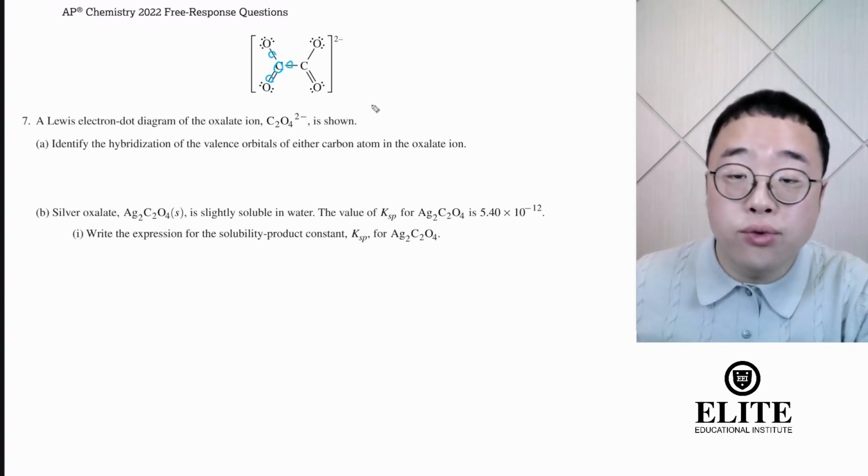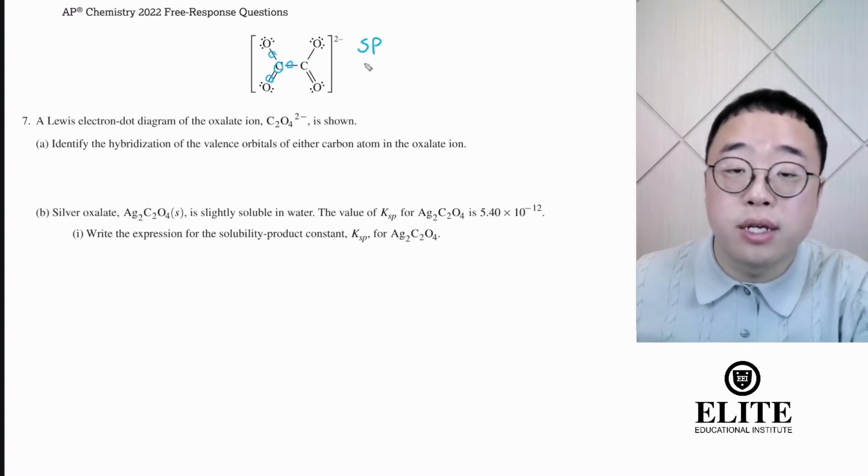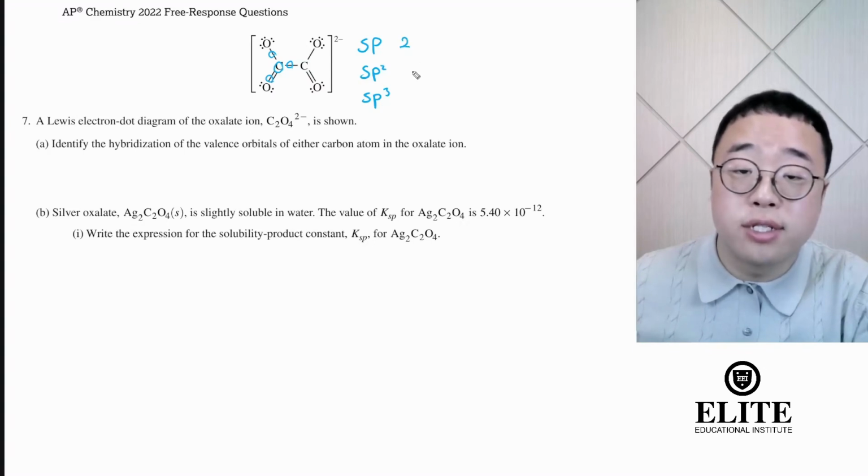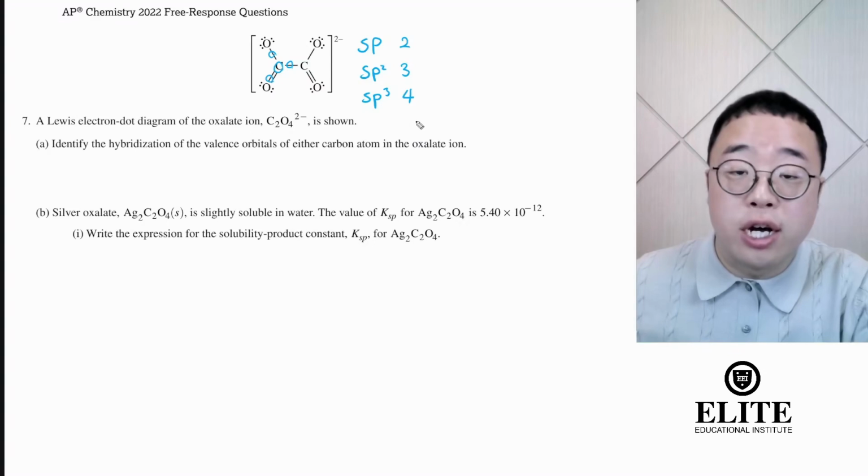The 3 most common hybridizations of the valence orbitals are sp, sp2, and sp3. sp hybridization occurs when there are 2 electron-dense areas around the center atom. sp2 hybridization occurs when there are 3 electron-dense areas on the center atom, and sp3 hybridization occurs when there are 4 electron-dense areas around the center atom.